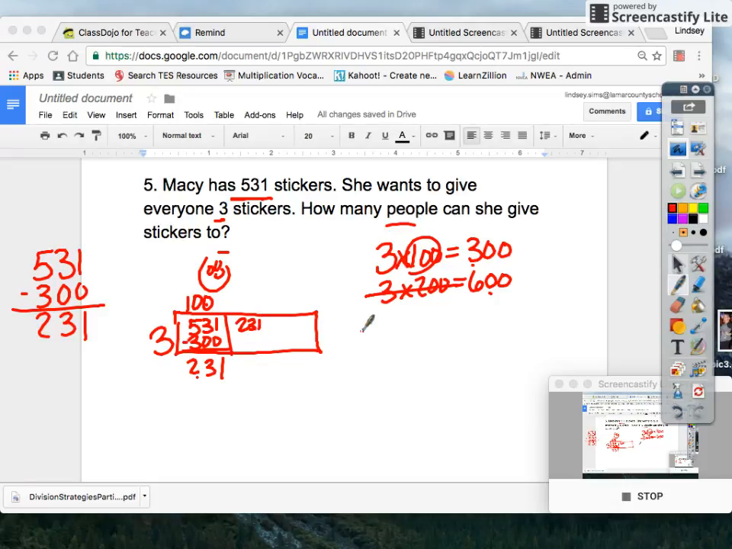Let's just say 3 times 10, I know is 30. Well, that number is really small compared to 231. So let's bump it up. Let's do 3 times 50. 3 times 50 is 150. We're getting a little closer to 231.